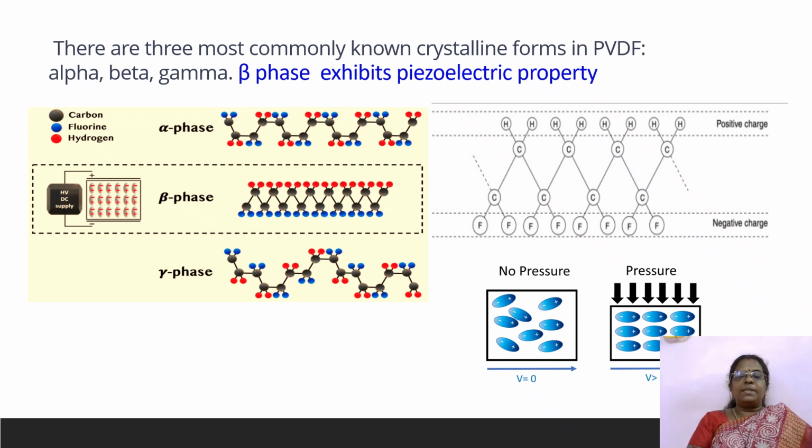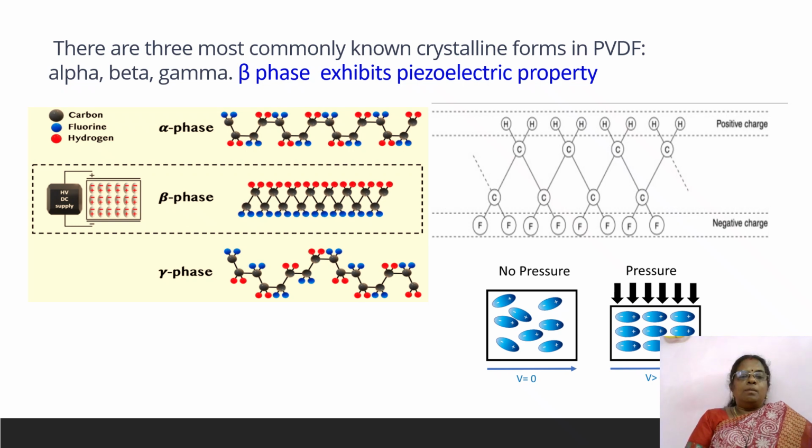See, for any smart material, the basic structure decides its property, right? So alpha phase and gamma phase do not show much piezoelectricity, but the beta phase of the PVDF shows a piezoelectric property. You can see it in the figure, right? So what is the alpha phase? How is it structured, right?